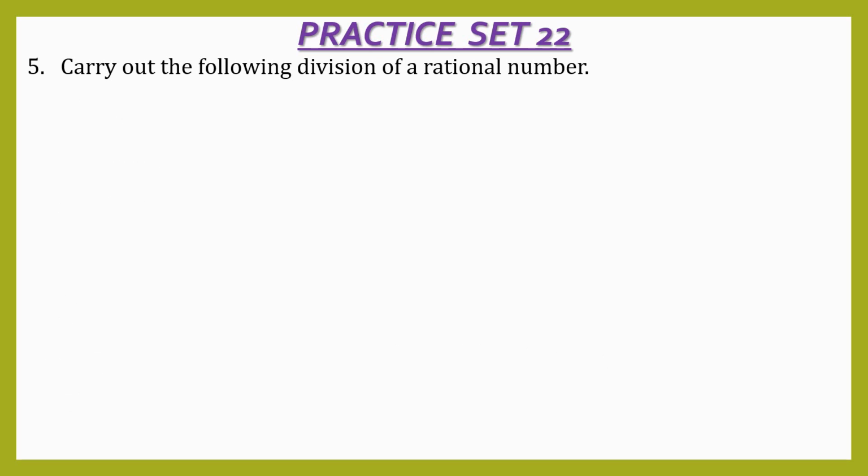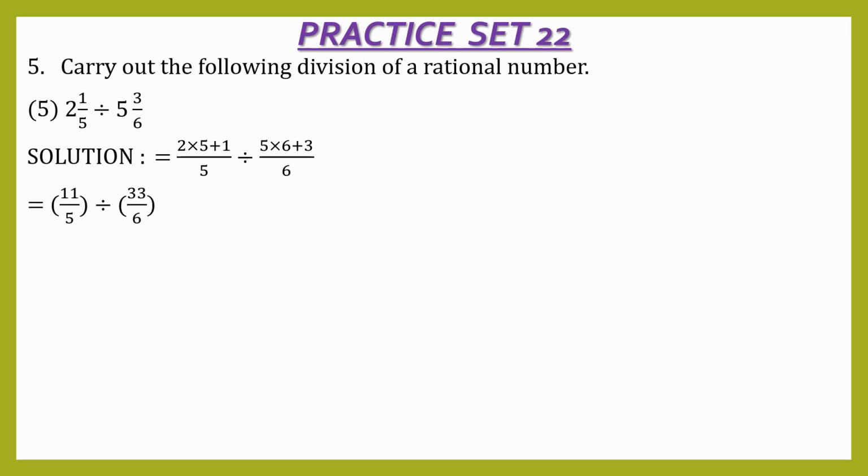Next is the fifth question, 2 of 1 upon 5 divided by 5 of 3 upon 6. So now solution part, we are going to convert this mixed fraction into improper fraction. So it will become 2 multiplied by 5 plus 1 upon 5 divided by, second term will become 5 multiplied by 6 plus 3 upon 6, which will become 11 upon 5 divided by 33 upon 6.